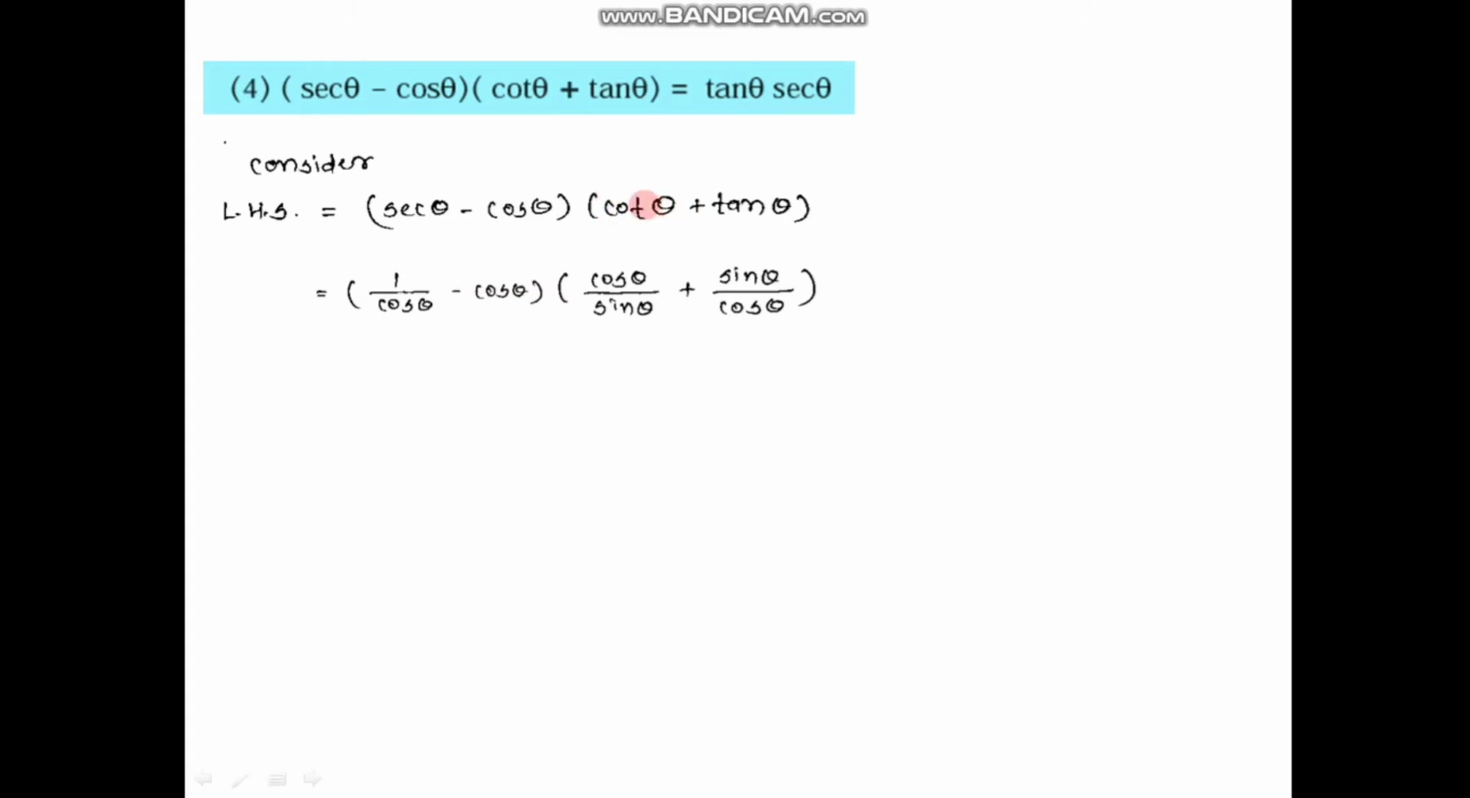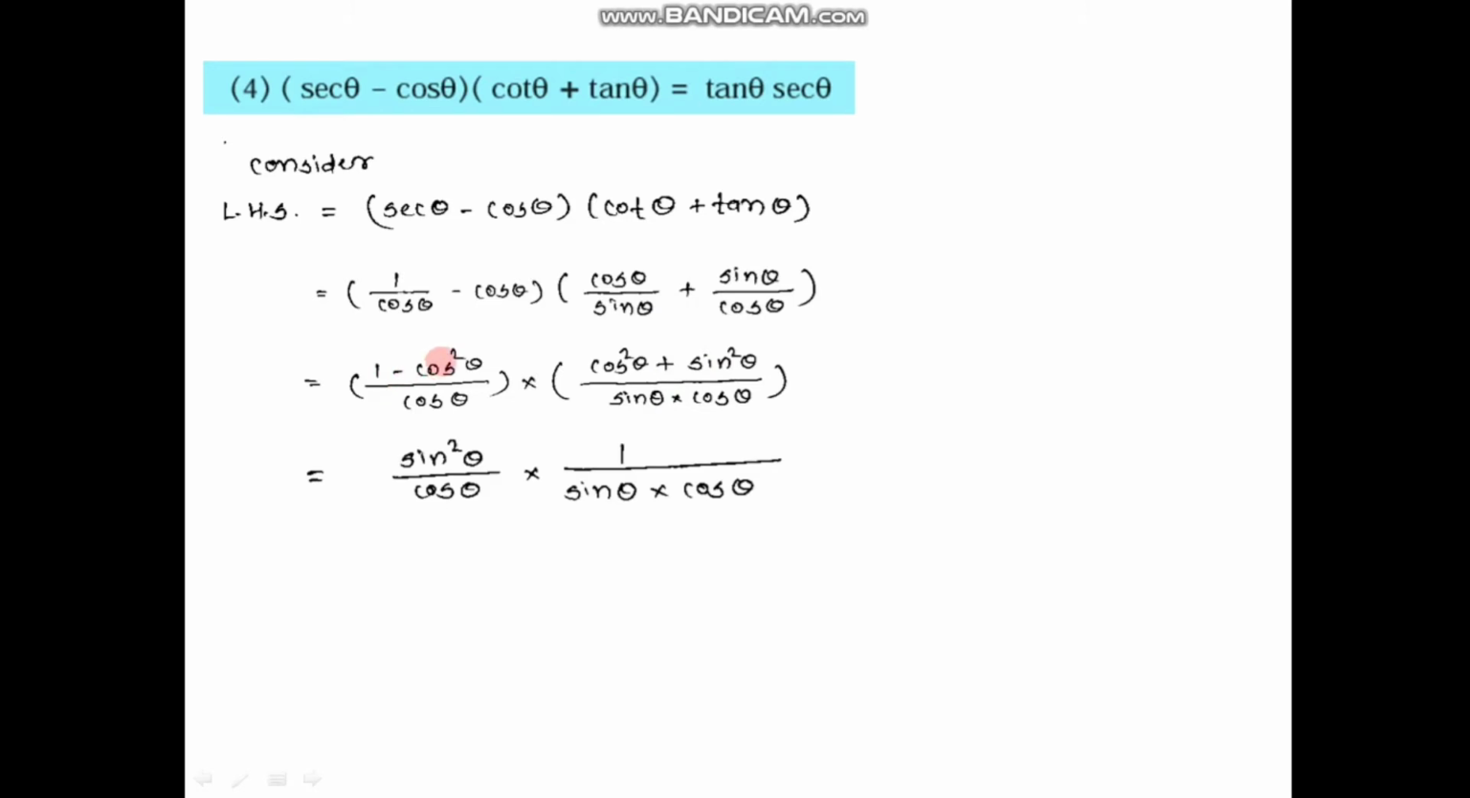Now in the second bracket, instead of cot theta we can write cos theta divided by sin theta, as we know that cot theta is equal to cos theta divided by sin theta, plus, and instead of tan theta we can write sin theta divided by cos theta. Now if we go on further simplifying, here if we cross multiply we get 1 into 1, that's 1, minus cos theta into cos theta, that's cos square theta, divided by cos theta, into another bracket. Here also we should cross multiply, so cos theta into cos theta, it is cos square theta, plus sin theta into sin theta, that's sin square theta, divided by sin theta into cos theta.